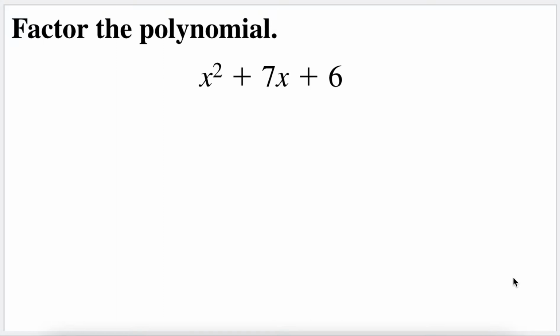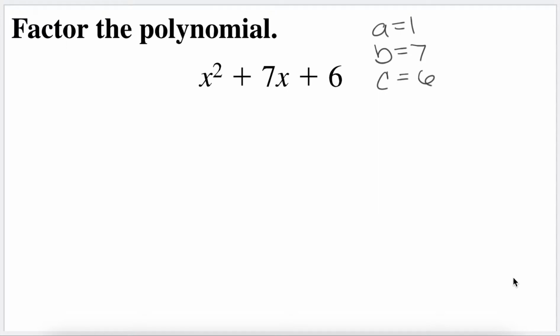So as you can see, this is a polynomial of the form ax squared plus bx plus c. For this particular polynomial, we know that our a is 1, our b is 7, and our c is 6. Okay, a, right, that's our invisible coefficient of 1, b, and c.